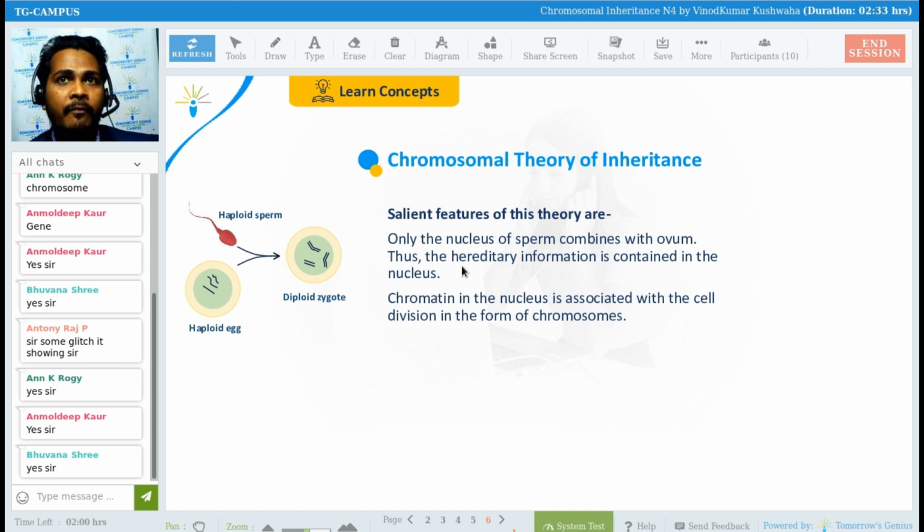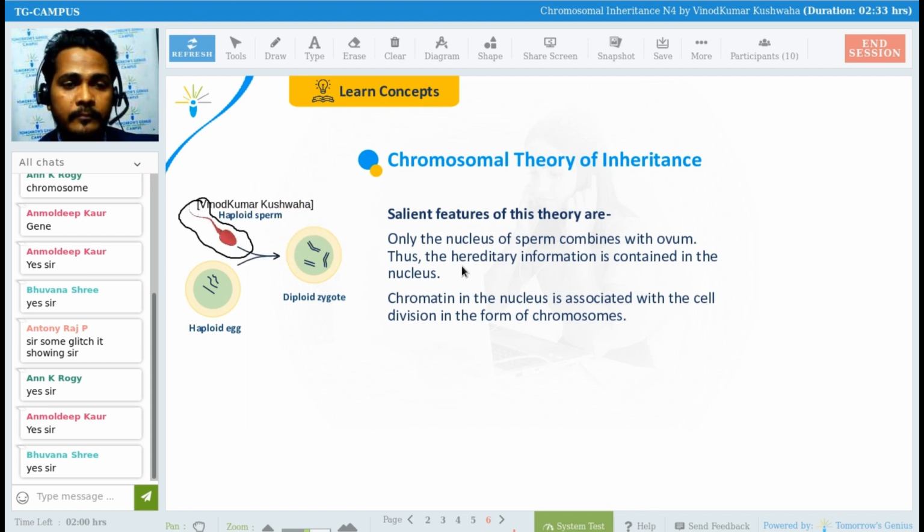Who is the first generation? Father and mother. Who is the next generation? That is you, the offspring. So between the offspring and their parents, these gametes work as a bridge. That means sperm and ova must carry all the hereditary traits or hereditary information. This is the first salient feature of chromosomal theory. Clear?